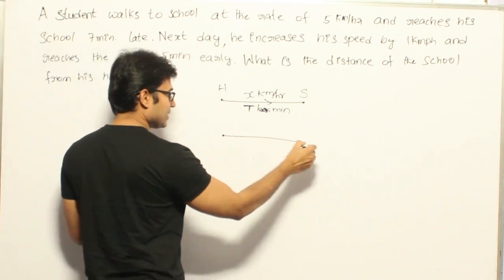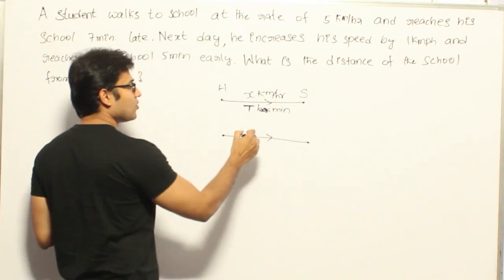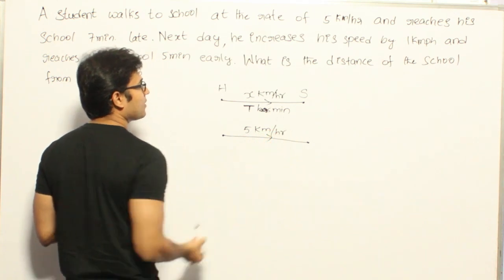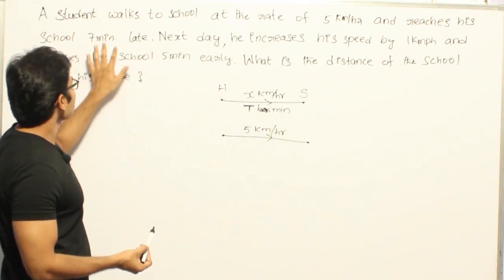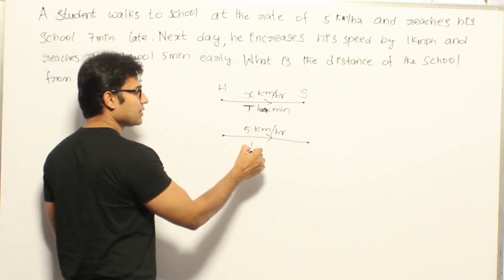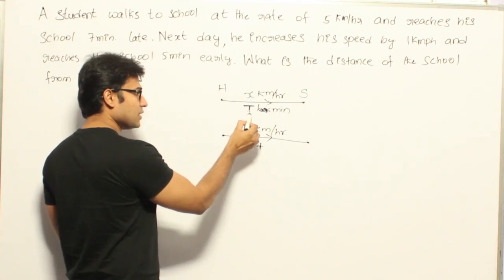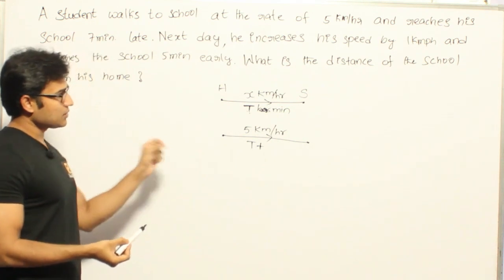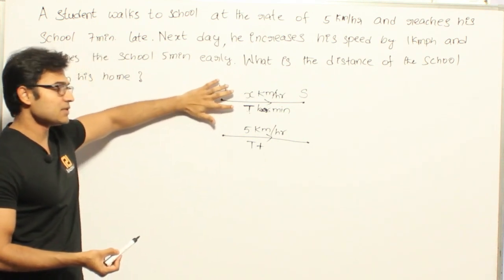In one case, if he is traveling the same distance at 5 kilometers per hour, right, he is going to take how many minutes? He is going to reach the school 7 minutes late, which means he is going to take 7 minutes extra. That is why he is late. See, when he reaches the school in t minutes, he is exactly on time. Now when he is going to take extra time, he will be late, isn't it? So that is the assumption on which we have built this case.